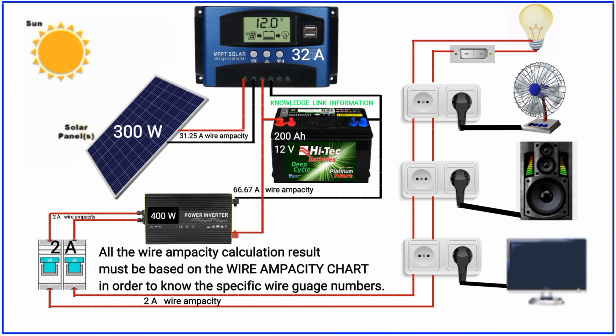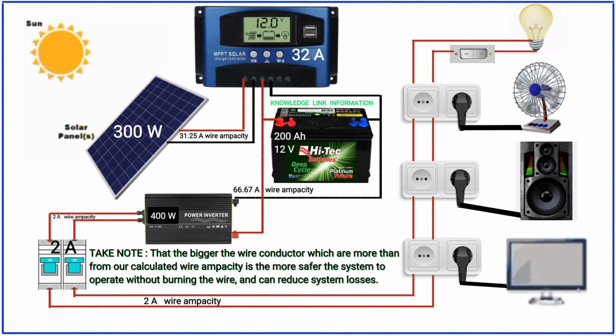All the wire ampacity calculation result must be based on the wire ampacity chart in order to know the specific wire gauge numbers. Take note that the bigger the wire conductor, which are more than from our calculated wire ampacity, is the more safer the system to operate without burning the wire, and can reduce system losses.